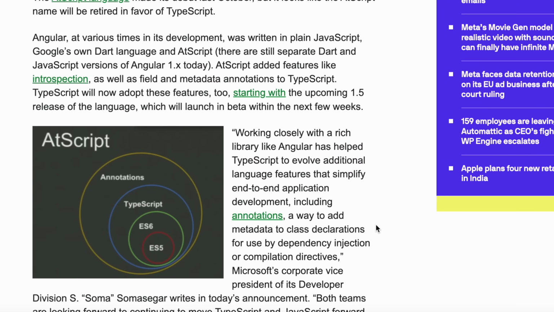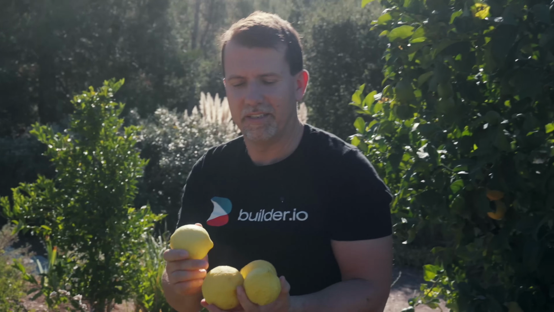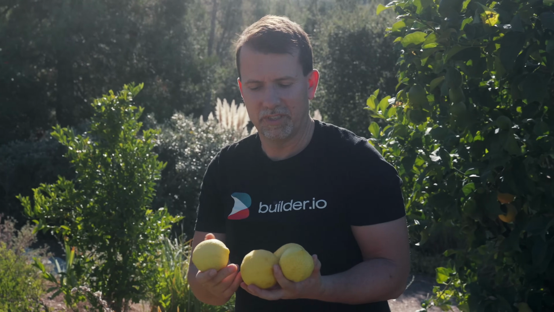And the funny thing about citruses is that when you take the seed and you grow it, you will get a citrus, but it will not be a lemon. It will be something else.